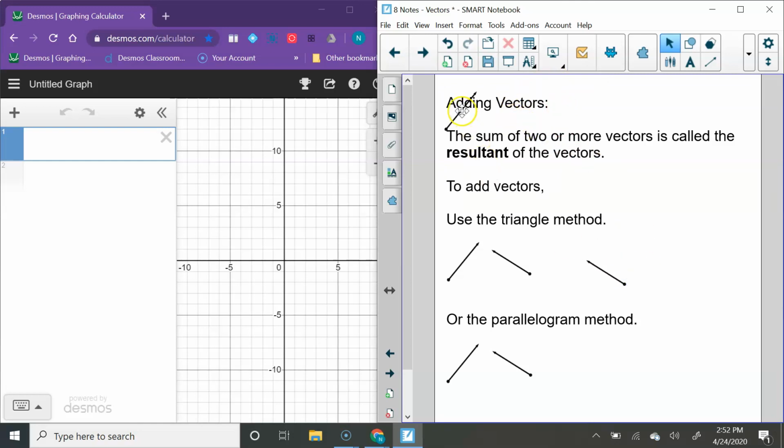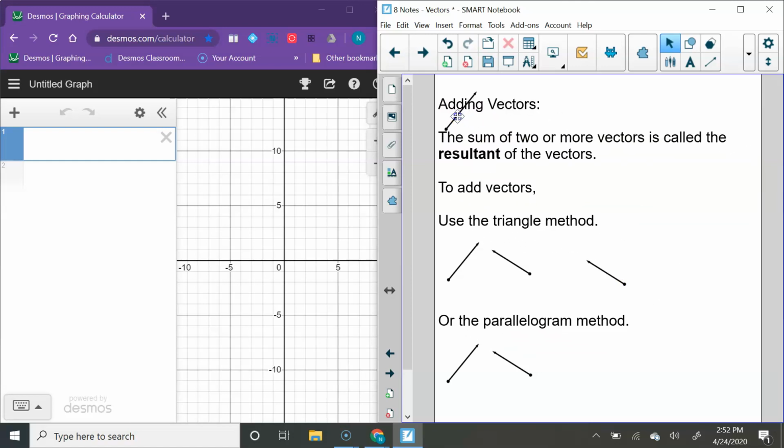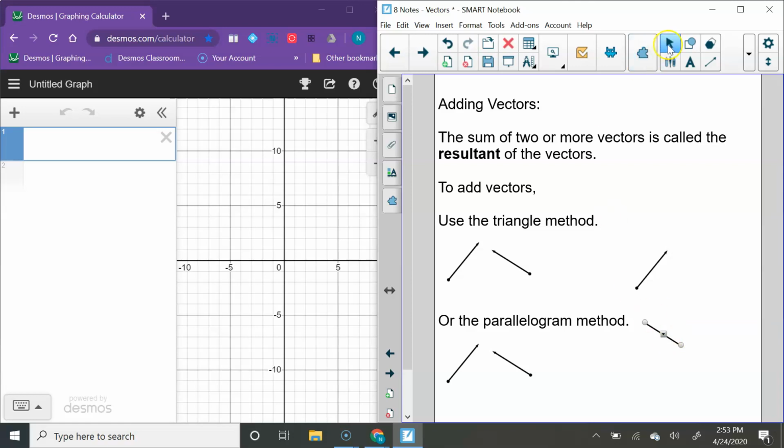If I'm adding these two vectors right here together, what you do is you take one of the vectors as your starting vector. So we'll let this one right here be my starting vector. And then we take the second vector and we put the end point of that vector, just want to move it.